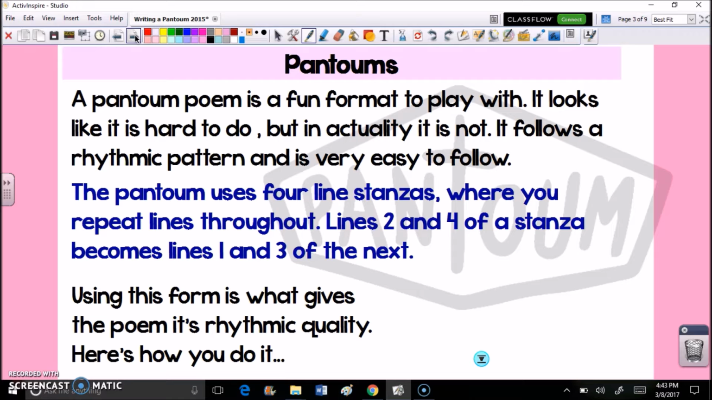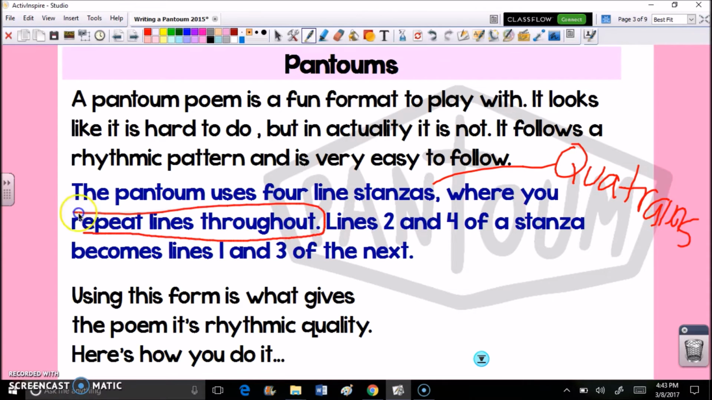So pantoums consist of 4-line stanzas, which we've talked about in the past. Those are known as quatrains. And within those stanzas, you end up repeating lines throughout. For example, lines 2 and 4 of a stanza end up becoming the first and third line of the next stanza, which I know might be blowing your mind right now. You might not be able to picture it, but when you see an example, you're going to see exactly what this looks like. Through this repetition, having the entire lines repeat in different stanzas, it helps create the rhythmic quality of a pantoum poem.